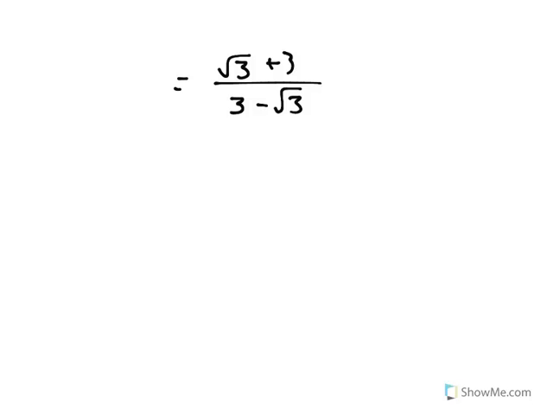Now we're not finished because we're not allowed to have a radical in the denominator. So you multiply the top and the bottom by the conjugate of the bottom. Conjugate means the same binomial, but you change the sign between your two terms.